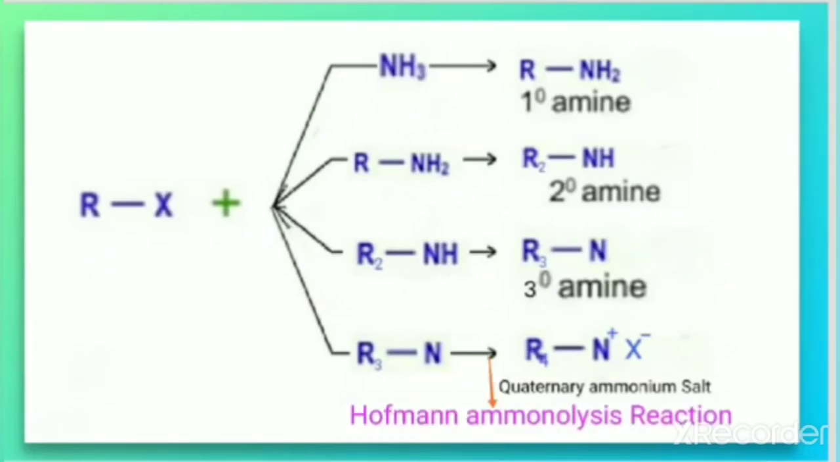In this, the fourth reaction, that is formation of quaternary ammonium salt from haloalkane, is called as Hofmann ammonolysis reaction. This is one of the name reactions. So you need to add this reaction in the list of name reactions.